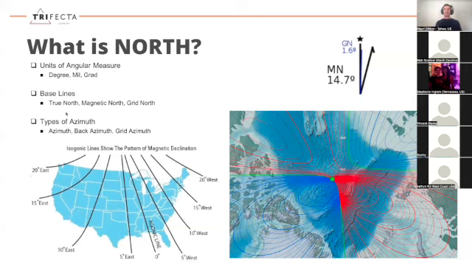Your back azimuth is if you add or subtract 180 degrees from the azimuth you're traveling on, that'll take you exactly in the opposite direction because your compass has 360 degrees that it rotates through. So if you're over 180, then you're going to subtract 180. And if you're under 180 for your azimuth, you're going to add 180.